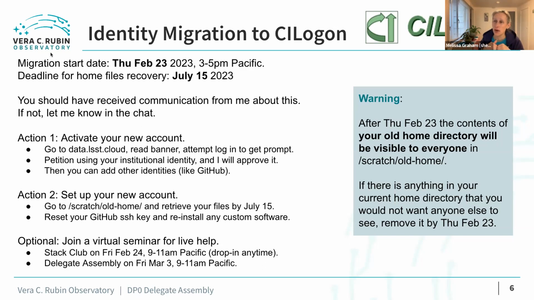So starting Thursday, when you go to data.lsst.cloud, you'll be prompted to take this action to activate a new account. Once you are all set up, you will have a whole new home directory at data.lsst.cloud, but you can retrieve your old files that are currently in your home directory. They'll all just be put in /scratch/old_home, and then it'll be your username, and you'll be able to copy all your stuff over into your new account. And those files, so everything in everyone's home directories now, will be visible at /scratch/old_home until July 15th.